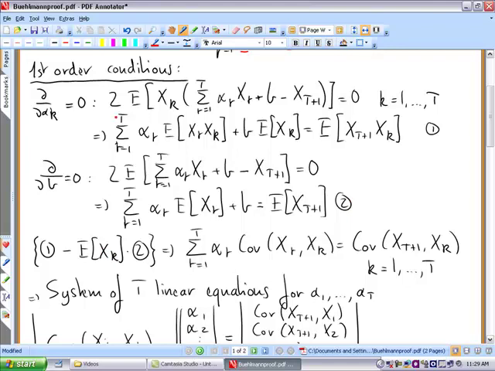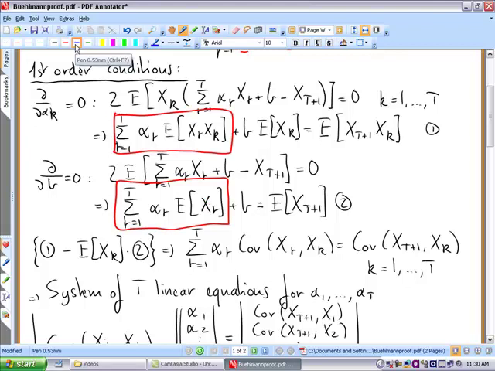So you see you have this minus this times the expected value of xk. This will be the sum of alpha times the covariance of xt with xk. And then we have b expected value of xk minus b the expected value of xk. So this disappears. And then we have the expected value of xt plus 1.